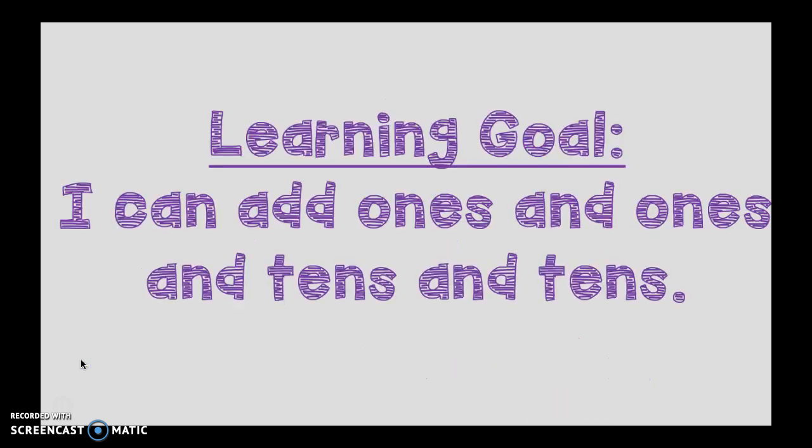Wow, I have to say, you have done so well with this learning goal today. Because our learning goal said that I can add 1s and 1s and 10s and 10s. And that's exactly what we've been doing today, and you've been doing such a nice job.